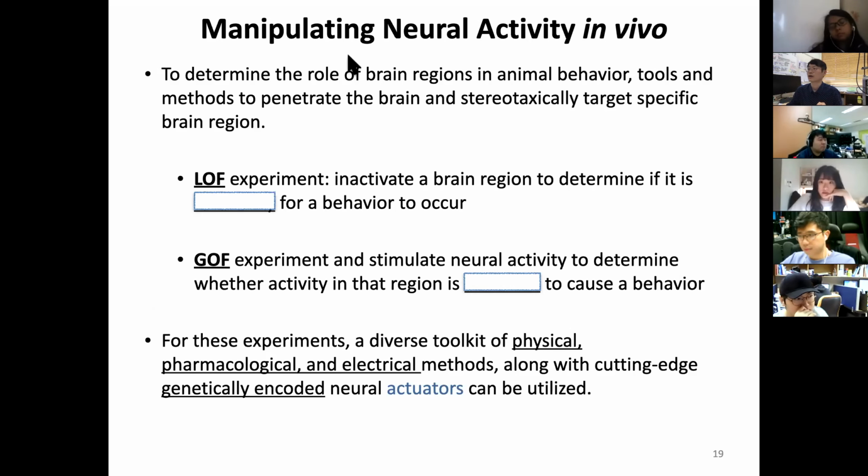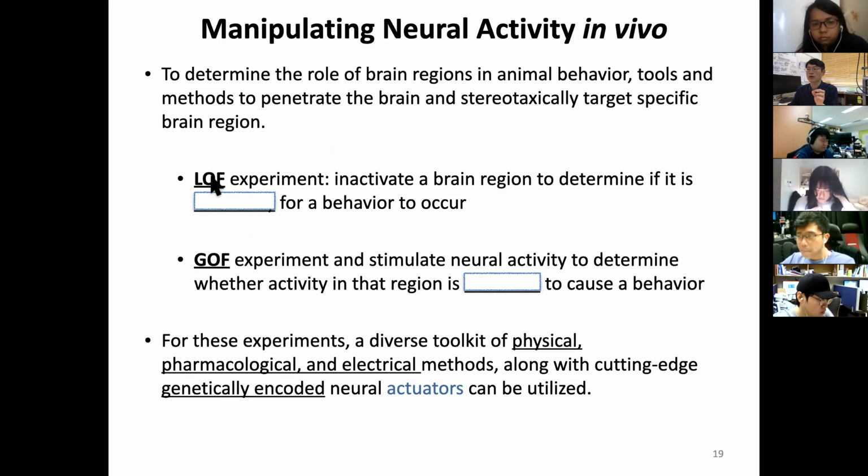And now, once we've done this, it's time to manipulate neural activity in vivo. So how do we determine the role of brain regions and correlate them with animal behavior? We need the tools and methods to penetrate the brain and stereotaxically target a specific brain region. And with that, let's say I want to inactivate or make a lesion of a specific region of the brain to determine if that brain region is needed for that particular behavior to occur.